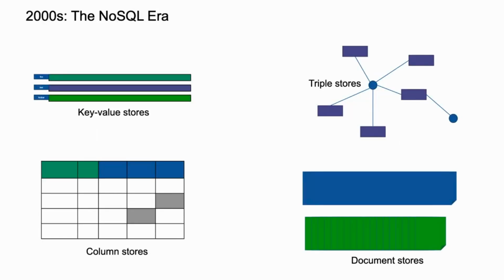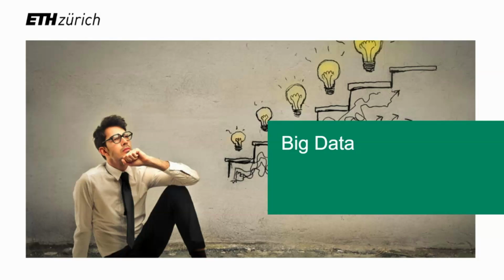Then a bit later, in the 2000s, we had more kinds of ways to store data. We have key-value stores, triple stores, column stores, document stores. I'll not show the triple stores and the key-value stores, but column stores and document stores we'll study in that lecture, right? So these are a bit more recent constructs, right?